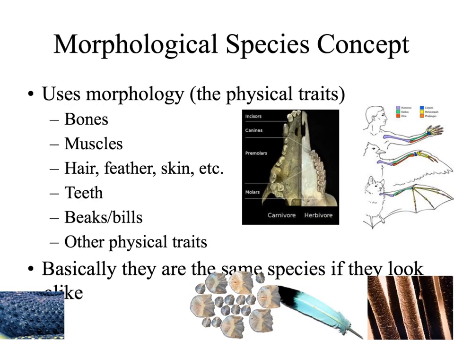The first species concept is the morphological species concept. Morphology is the physical traits or the anatomy of an organism. So the morphological species concept uses morphology, these structures, to group organisms. It often compares bones, muscles, skin coverings like hair, feathers, or scales. We can compare teeth, bird beaks and bills, or any other physical trait. Basically, this concept states that if 2 organisms look alike, then they are the same species.